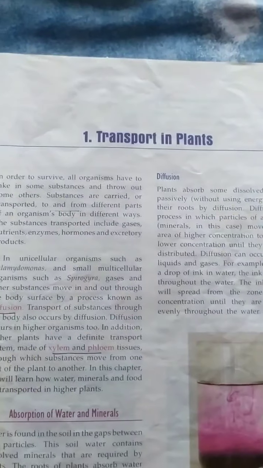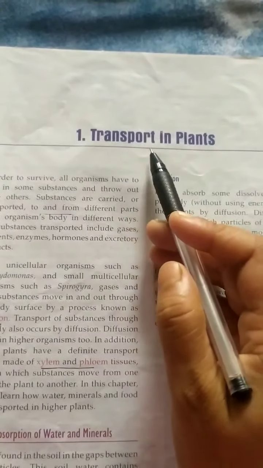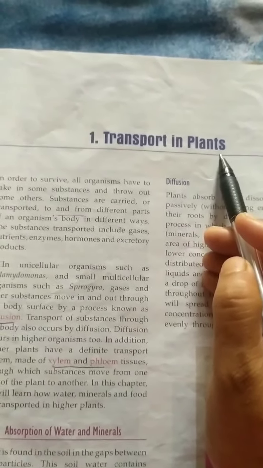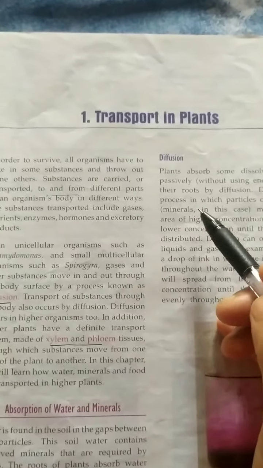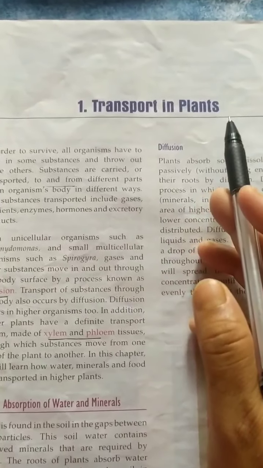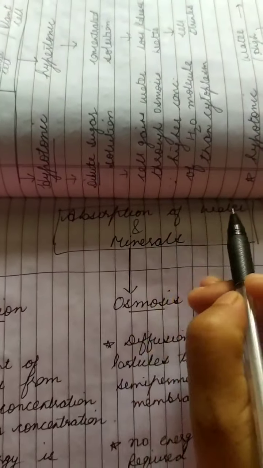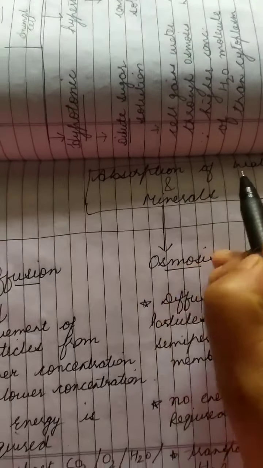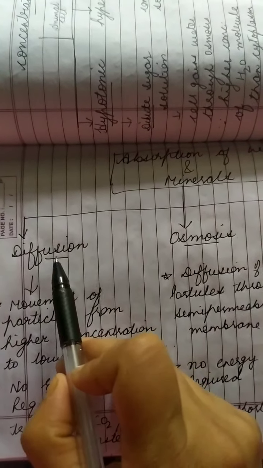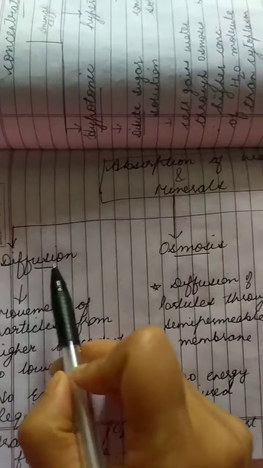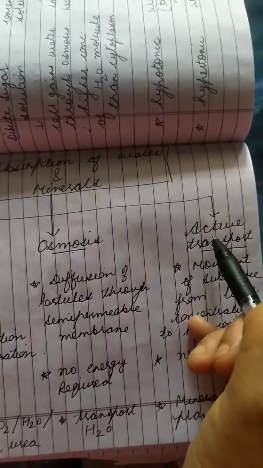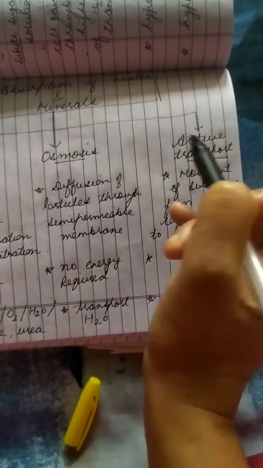Today I am going to start chapter number 1, that is the transport in plants. So in this chapter we will discuss the transportation in plants, or the plant vascular system. Absorption of water and minerals in plants happens due to three processes. One is diffusion, second one is osmosis, and third one is active transport.